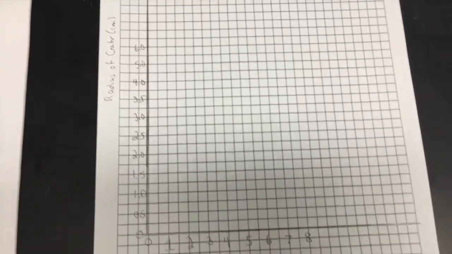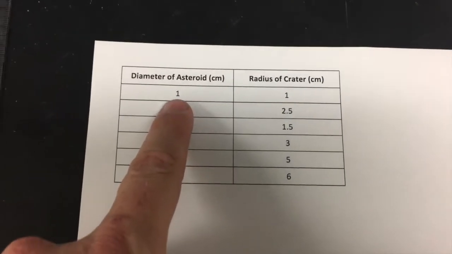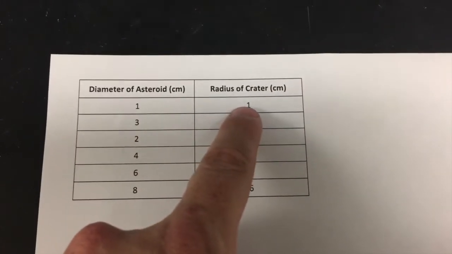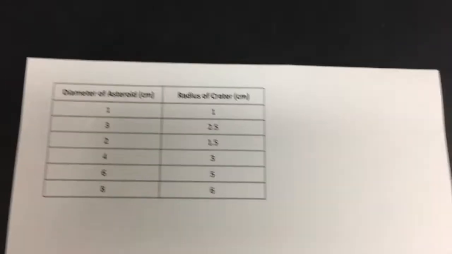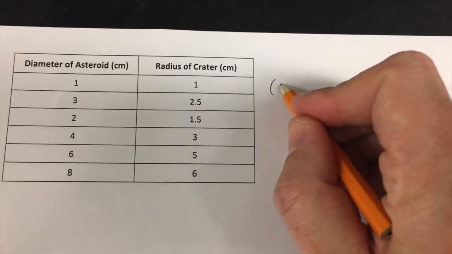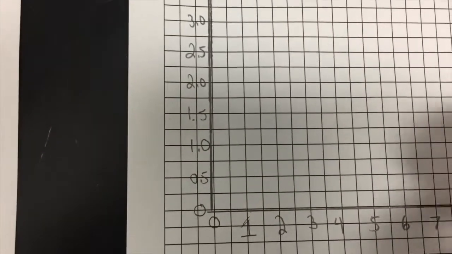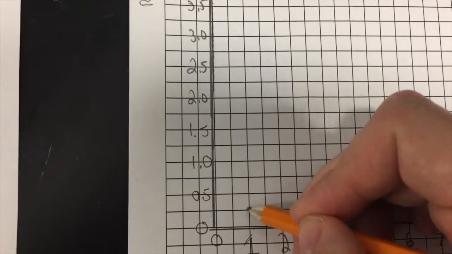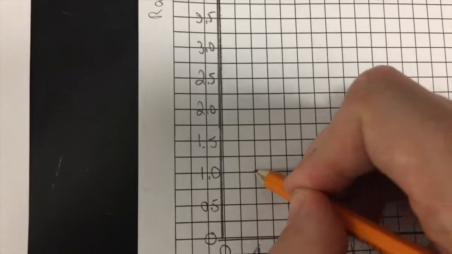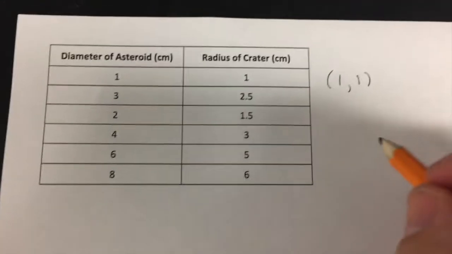Now my next step is to plot the points. So my first ordered pair, my first x, y is 1, 1. And I could write that beside the data table. Sometimes students, we forget that that represents that point on your graph. So I'm going to go on my graph, find 1, 1. So my x value of 1 goes up, and there's my y value of 1. I put a dot.